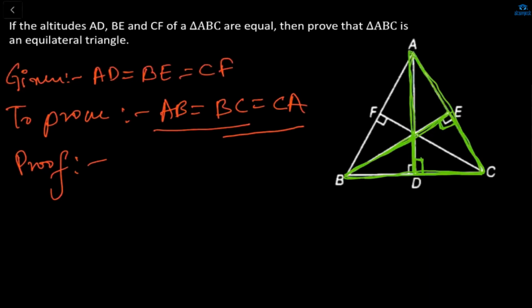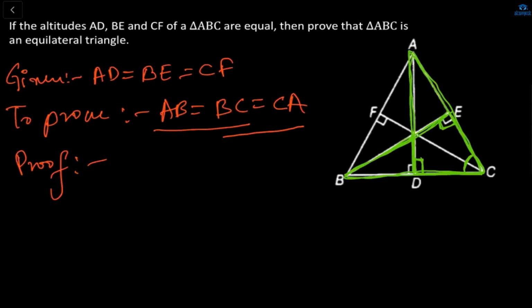AD is at 90 degree, no? Yes. In triangle ADC, angle ADC is equal to 90 degree, and in triangle BEC, angle BEC is equal to 90 degree, because they are altitudes. Altitudes will be at 90 degree. They are perpendiculars. So these two angles are 90 degree. Now, if you see, angle C is common in both the triangles.